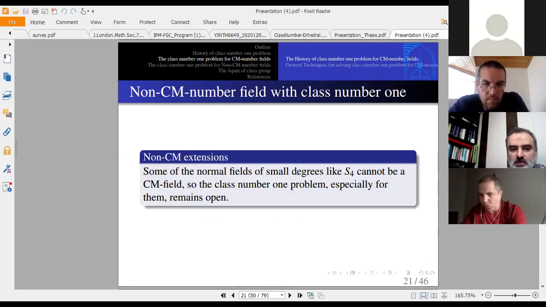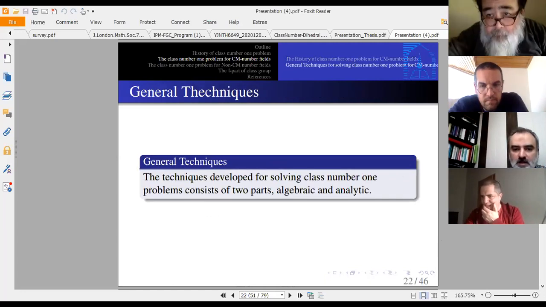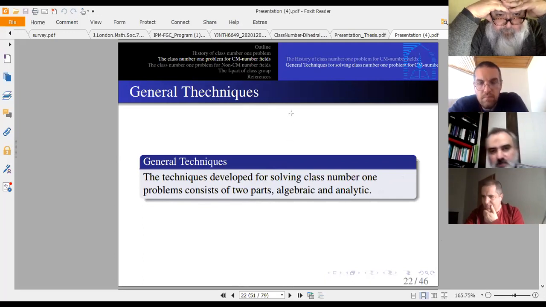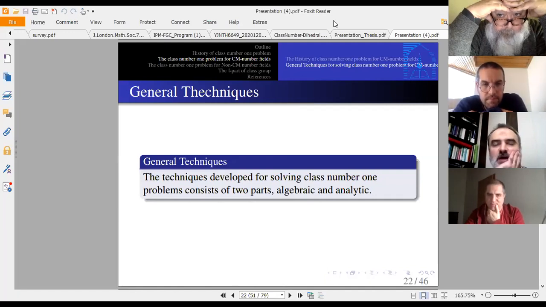Okay, so the reason Farahnaz is working on S4 is that this is not a complex multiplication field, so we want to know whether we can do anything about that. Okay, before I continue with this, I just want to explain how this problem grew.